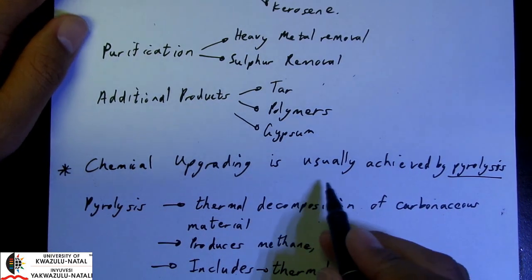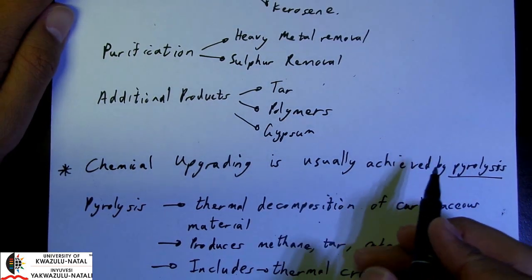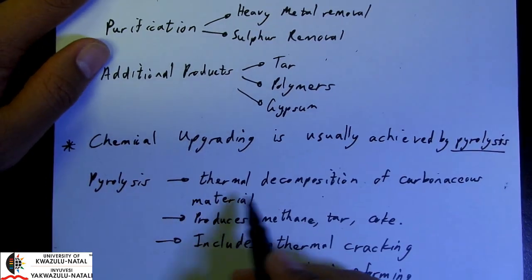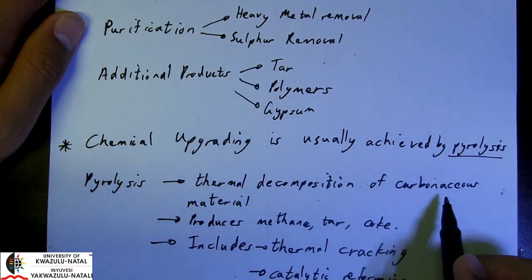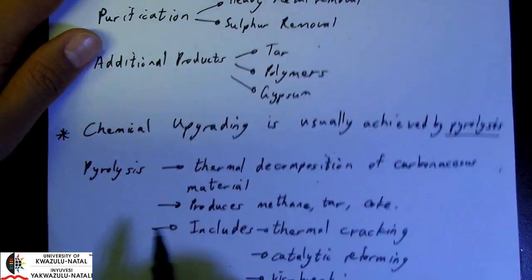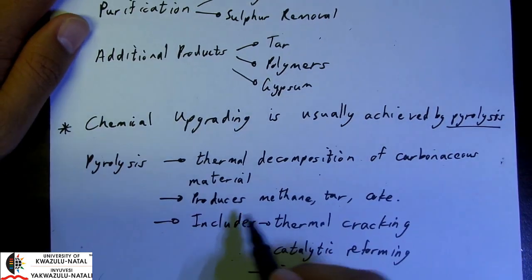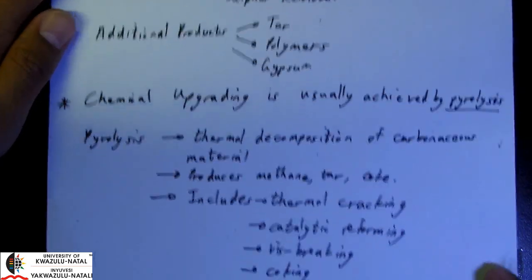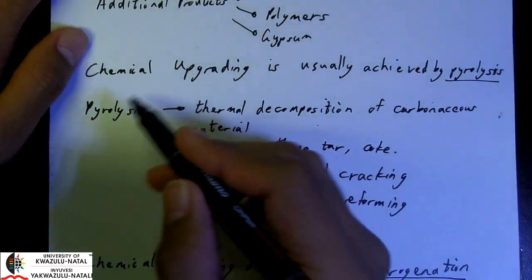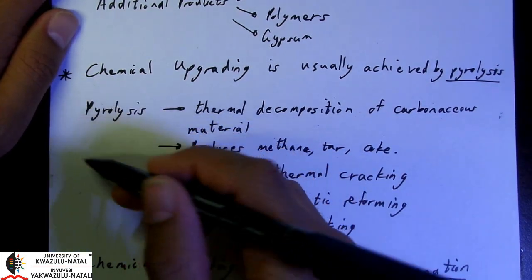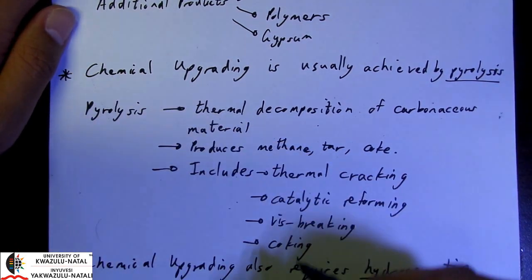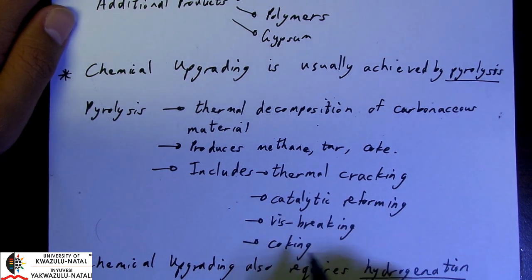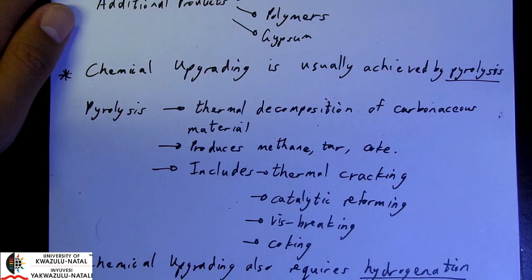Chemical upgrading is usually achieved by a pyrolysis process, so a very high temperature process involving the thermal decomposition of carbonaceous material. And this also results in the production of methane, tar and coke, which have various uses. Pyrolysis is a broad term for a very complicated process involving catalytic reforming, vis breaking as well as coking and thermal cracking.